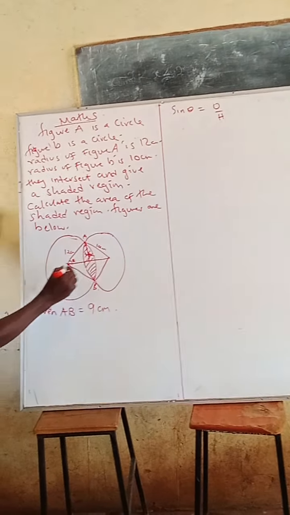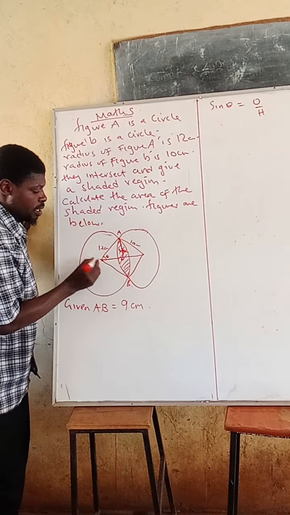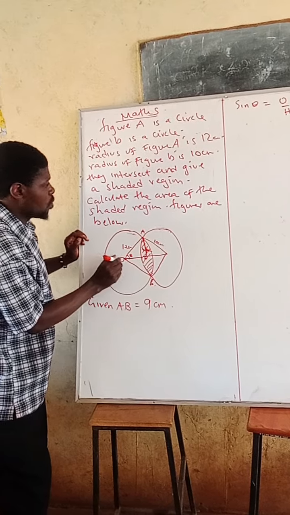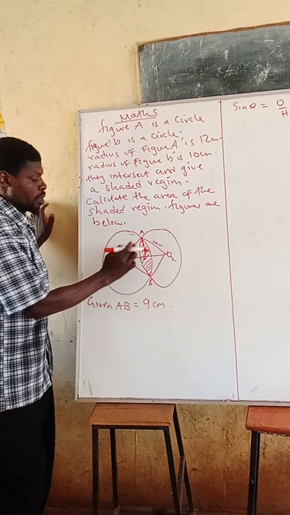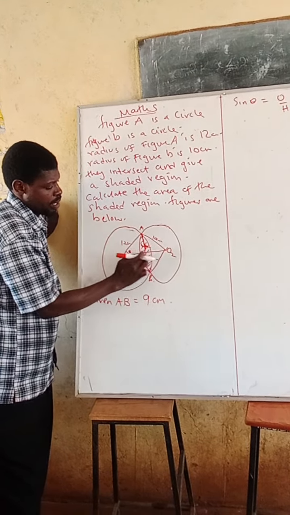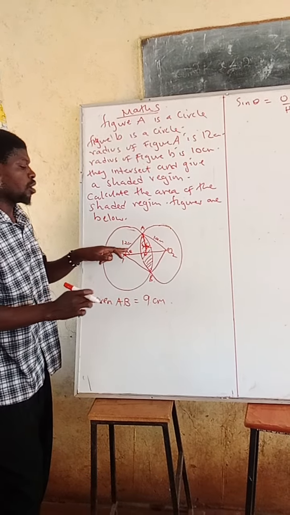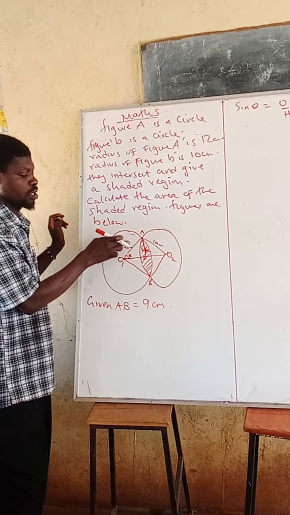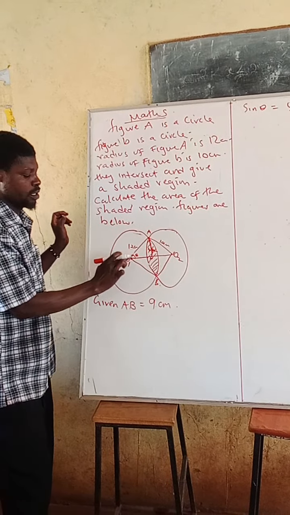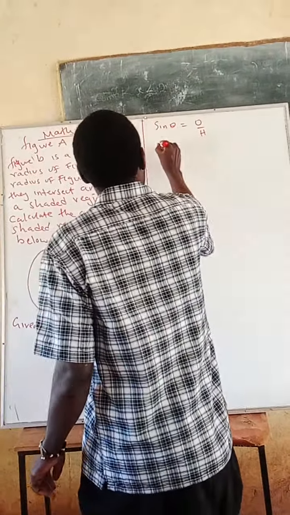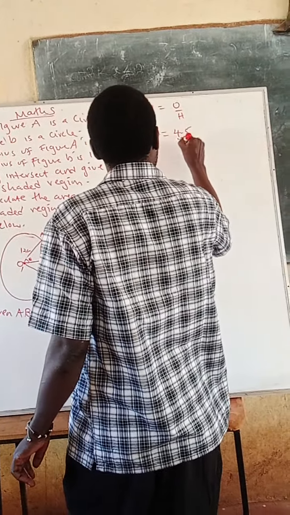In this triangle, let us name this one N at the center, AN, and this one let us name it O1, O2. This triangle ANO1, calculating theta becomes opposite over hypotenuse. And opposite is this one over hypotenuse. We get sine theta. So sine theta equals 4.5 over 12.